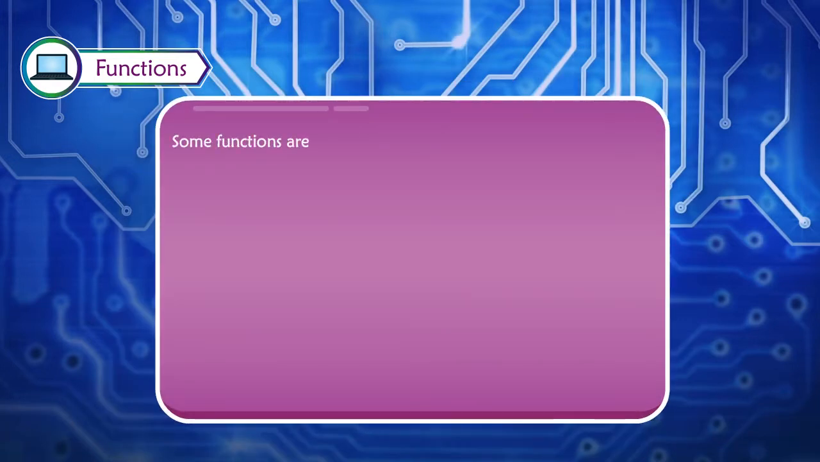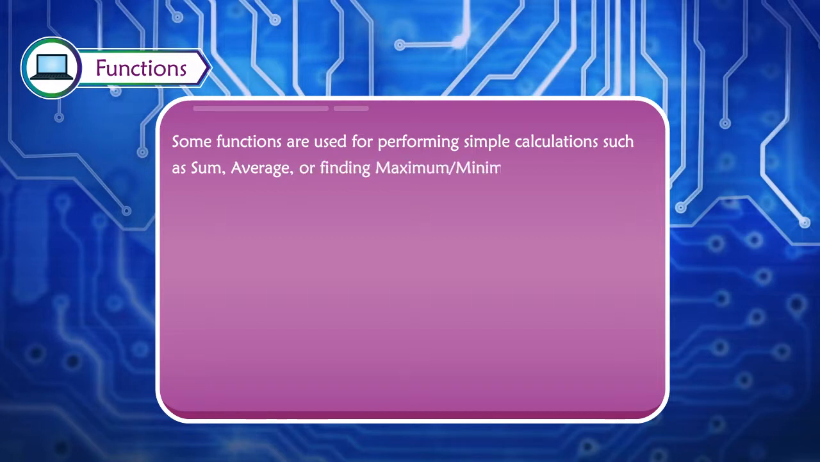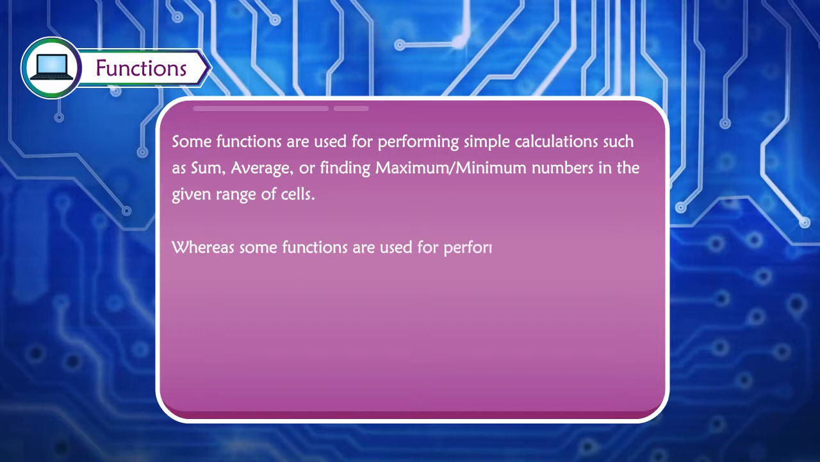Some functions are used for performing simple calculations, such as sum, average, or finding maximum or minimum numbers in the given range of cells. Whereas, some functions are used for performing complex calculations and are a combination of various compound formulae.